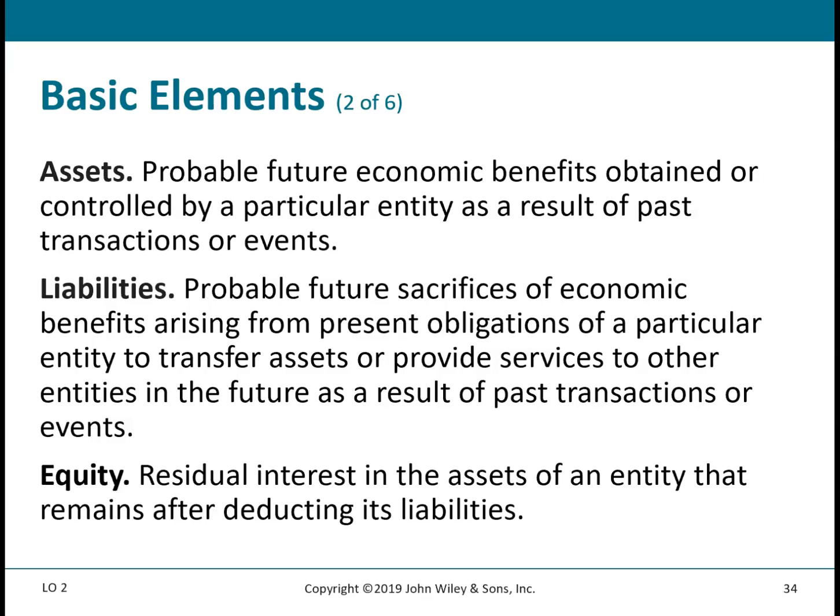Liabilities, remember we learned that those are things that we owe. These are probable future sacrifices of economic benefits arising from present obligations of a particular entity to transfer assets or provide services to other entities in the future as a result of past transactions or events. So let's put this into context of what you already know. Liabilities are our obligation to transfer an asset or provide services. We either owe something, usually cash, but could be another asset, or we owe them the work. We need to provide the services that we owe them.